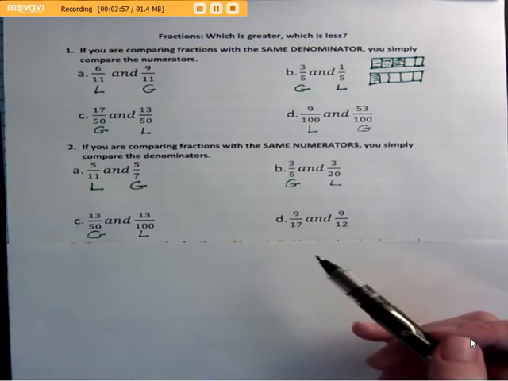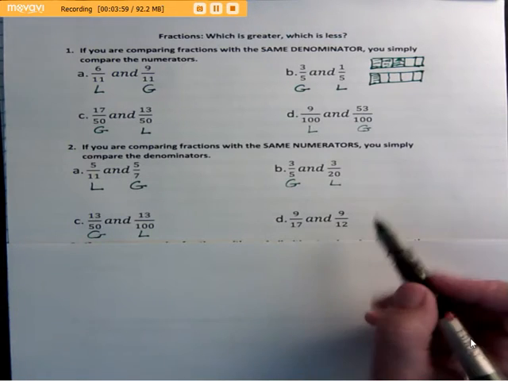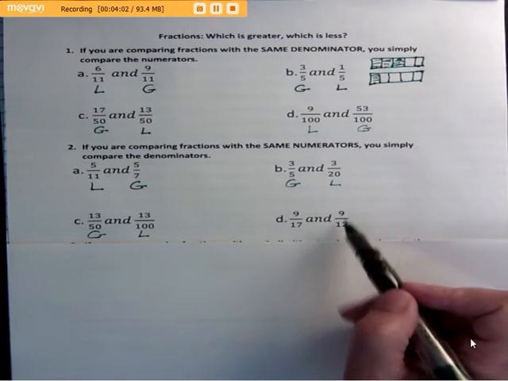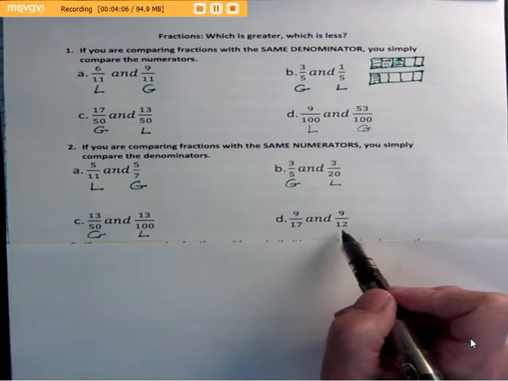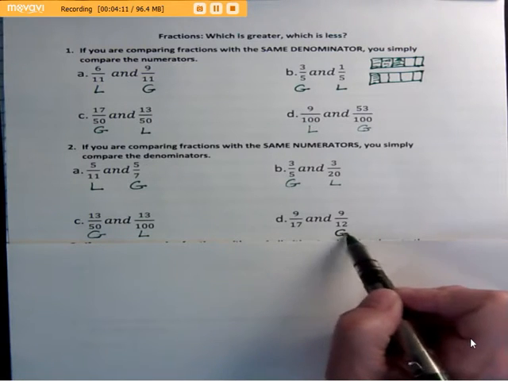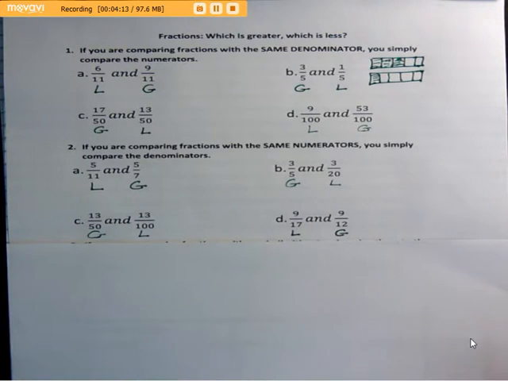Here we're looking for the denominator with the smaller value. That's going to be the greater fraction, missing 3 parts as compared to missing 8 parts. So this is going to be the greater fraction, and this is going to be the lesser fraction.